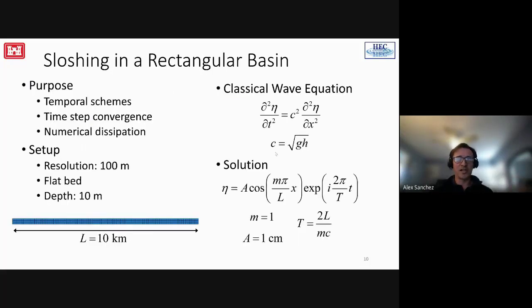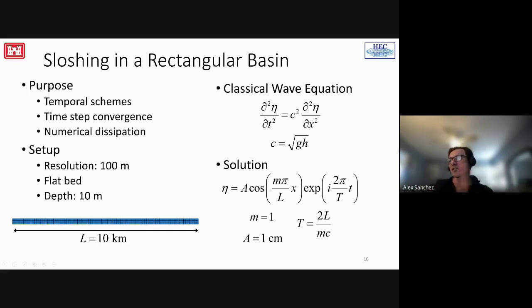Now, moving on to 2D data sets, this is a classical data set that's run a lot by shallow water equation models. The purpose was to verify the temporal schemes, time-step convergence, and look at numerical dissipation. It's just a rectangular flat basin, and you initialize the water level with a cosine wave, and then you let it go. Because there's no friction in that basin, in that bathtub, the water sloshes back and forth. And if there's no numerical dissipation, it should slosh forever.